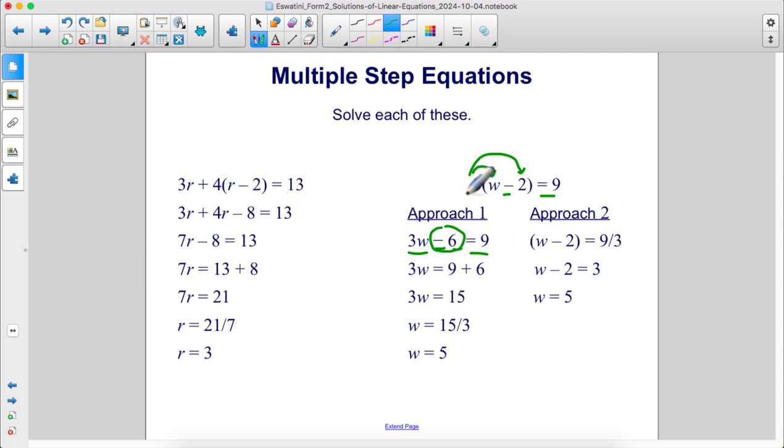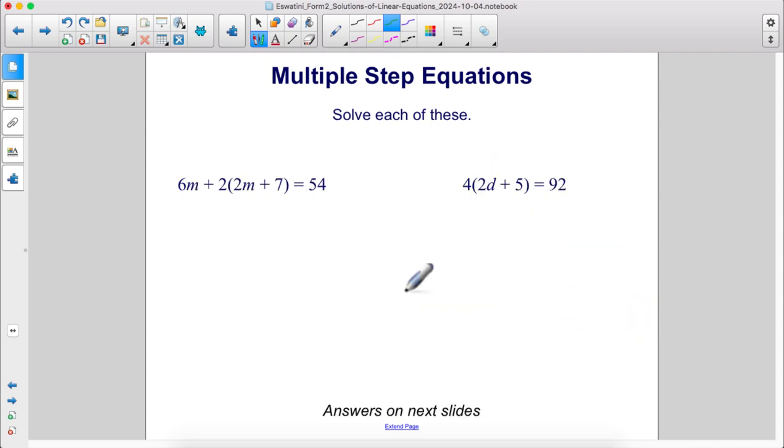Here, we just divide both sides initially by 3. So we skip distributing altogether. We do that, and then we just have to add 2 to both sides, and we get the same answer. So you can see that approach 2 is better, although both work.